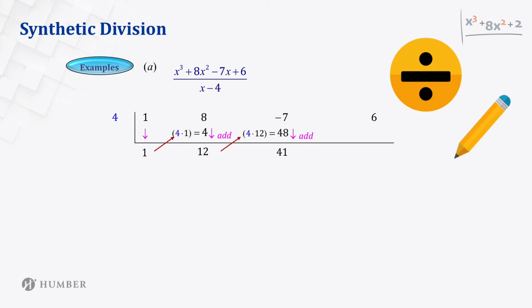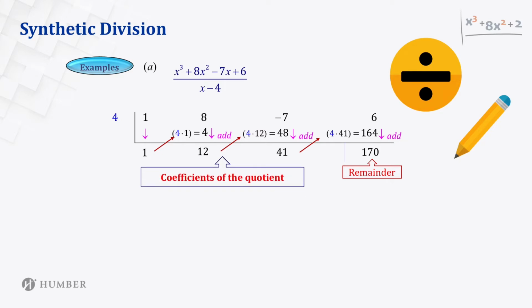We then multiply 41 by 4 to get 164. And we get the sum of 6 and 164 as 170. The last value is the remainder of this division. And these three numbers are the coefficient of the quotient. Since we started with a degree 3 polynomial as the dividend, our quotient would have degree 2.